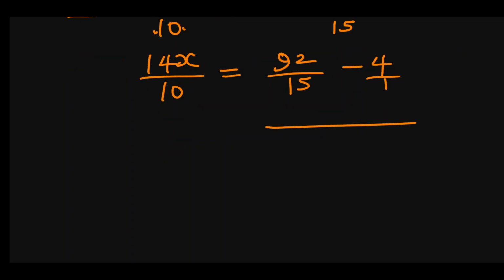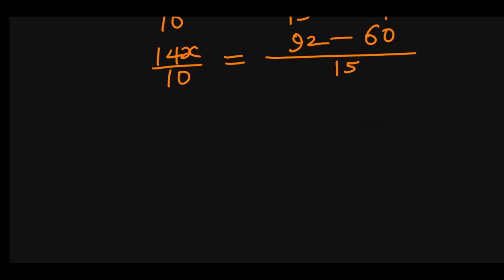If we make this 4 over 1, LCM here is 15. 15 divided by 15 is 1. 1 times 92 is 92. Minus 15 divided by 1 is 15. 15 times 4 is 60. So we still have our 14x over 10 on this side, don't forget. So equal to this. Simplifying further, 14x over 10 is equal to 92 minus 60 is 32 over 15.